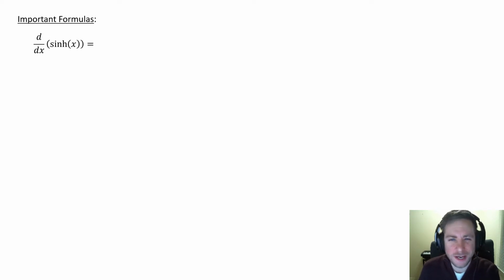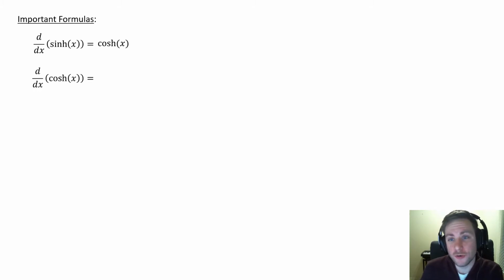Remember that the entire purpose of hyperbolic functions is that they behave very similarly to trig functions. In fact, sometimes they behave exactly the same as trig functions. So just as the derivative of sine is cosine, it's also true that the derivative of sinh is cosh. So what about the derivative of cosh?